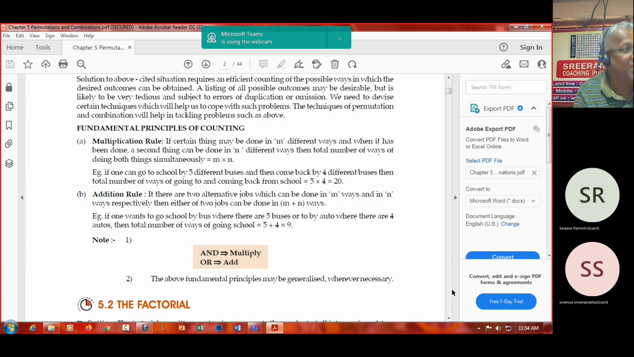You are not connected. Now you can understand. Now you read. Multiplication: if certain things may be done in m different ways, and when it has been done, a second thing can be done in n different ways, then total number of ways of doing both things simultaneously. Do you understand what is simultaneously? Raining and during the day. That's it.